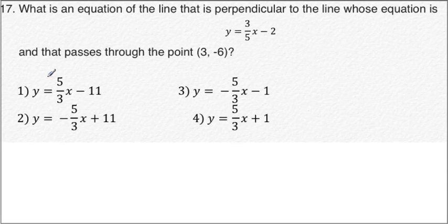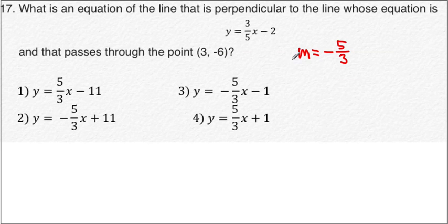Number 17. Now it has to be perpendicular to this equation. That means the slope has to be the negative reciprocal. So negative 5 over 3. That should be our slope. That means we are looking at choice 3 or choice 2. But it has to pass through the point 3 comma negative 6.